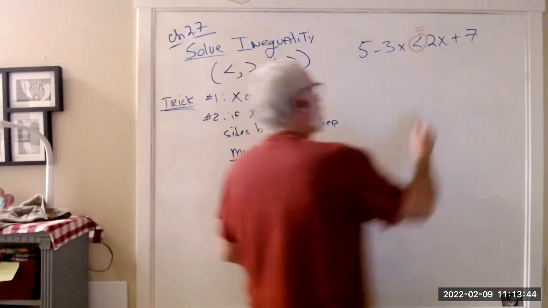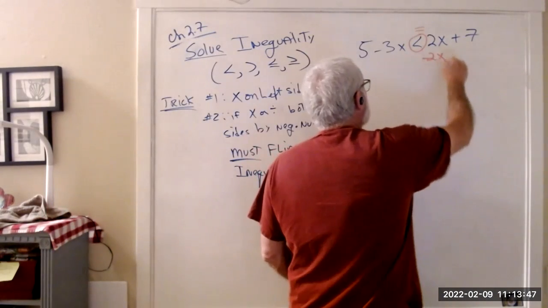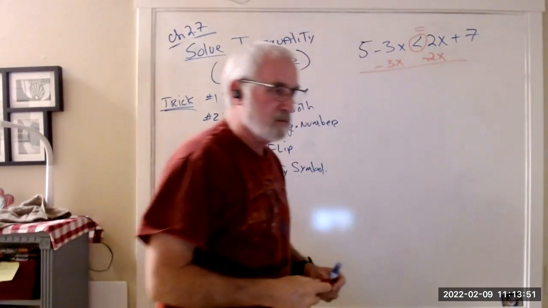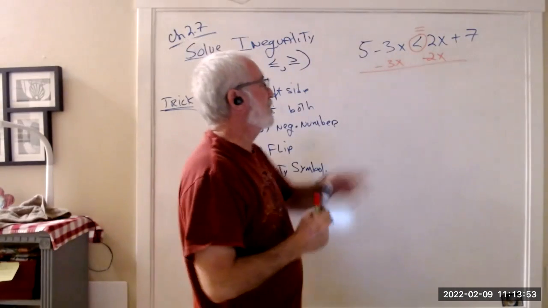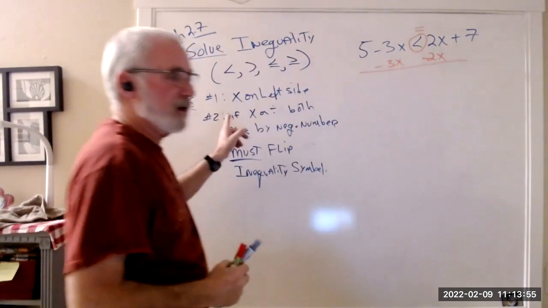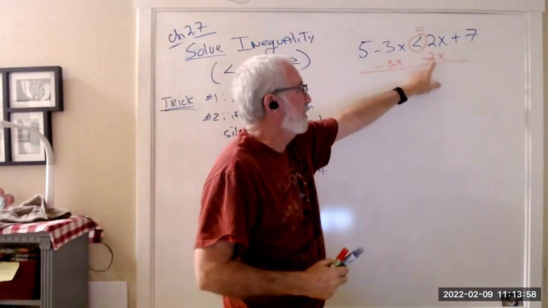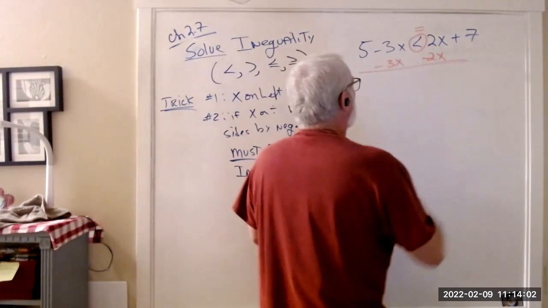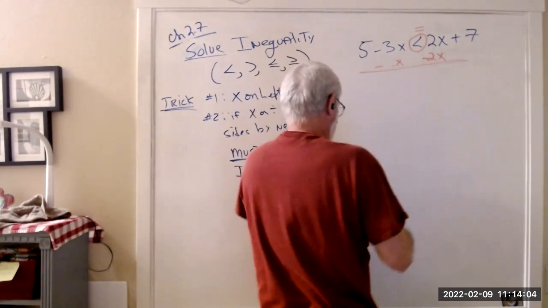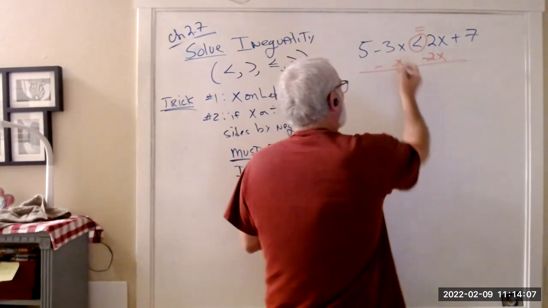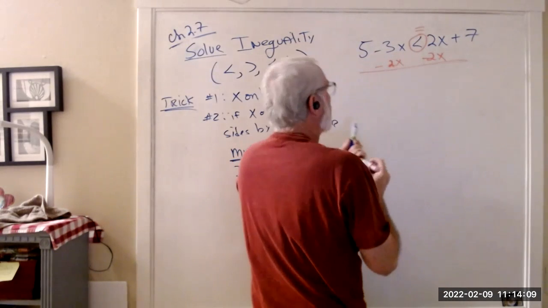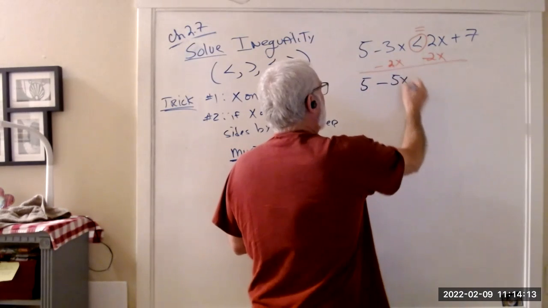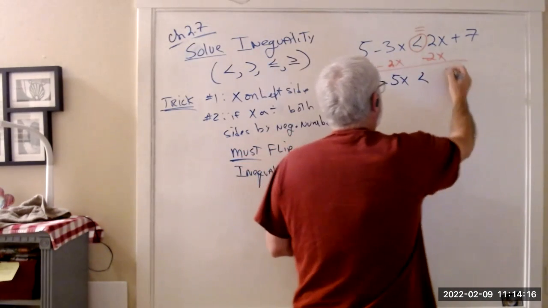Well, you'd say, I want to get all my x's on the left-hand side. Remember what I said here. So I take away 2x from this side, take away it from here. So I end up with, whoops, that was stupid. Take away 2x. So I get 5 take away 5x is less than 7.